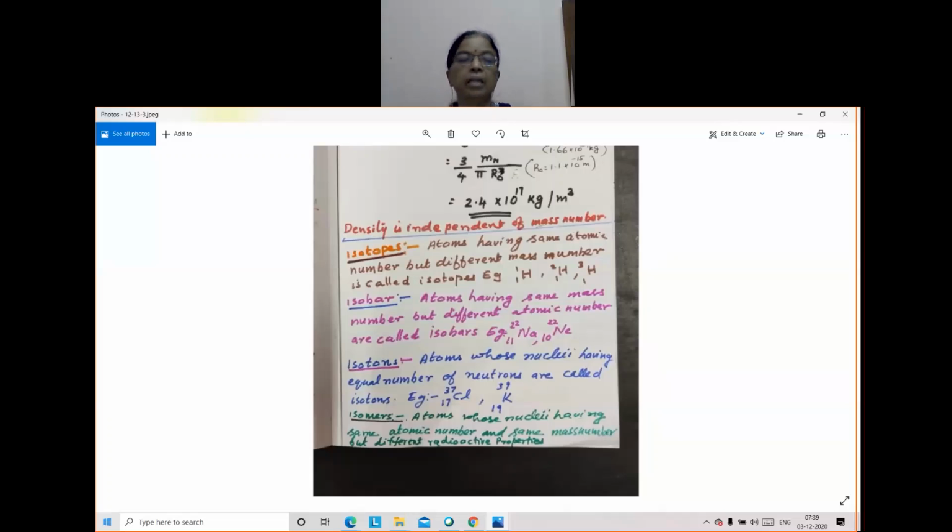Atoms having same atomic number but different mass number. Okay, very good. Same atomic number and different mass number. This example is given here.